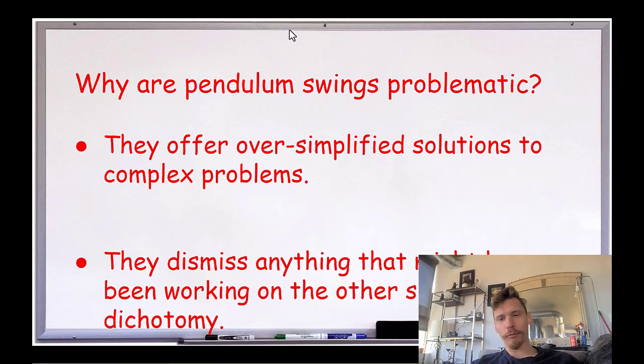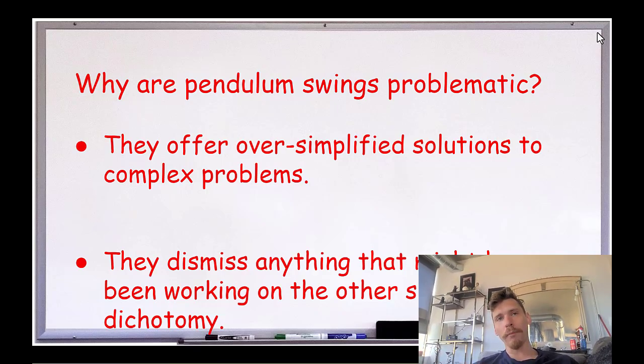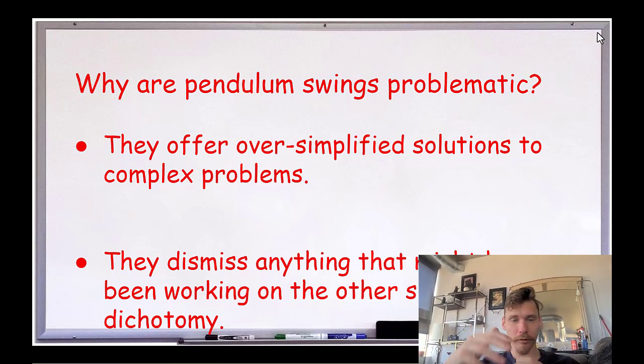So why are pendulum swings problematic? I find them to be problematic because they offer oversimplified solutions to complex problems. So for example, we know that a problem in the field of education is that certain demographics of students are punished more severely, and this has been documented through statistical studies. So the data is out there that historically people of certain minority groups are punished harsher than other students. So the solution to this, or one of the solutions, is restorative practices.